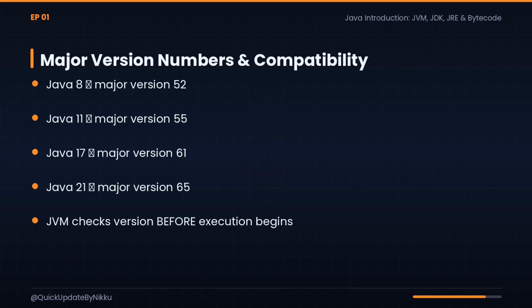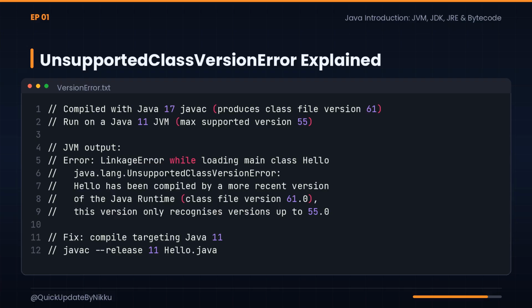The major version number is the JVM's compatibility gate. Before any code runs, the JVM reads 2 bytes from the class file header and compares them to its own maximum supported version. Compile with Java 17 and run on a Java 11 JVM and you get an unsupported class version error. The JVM saw version 61 but only supports up to 55. Use the javac release flag to target older class file versions and maintain backward compatibility. This is one of the most commonly searched Java errors, and now you know exactly why it occurs.